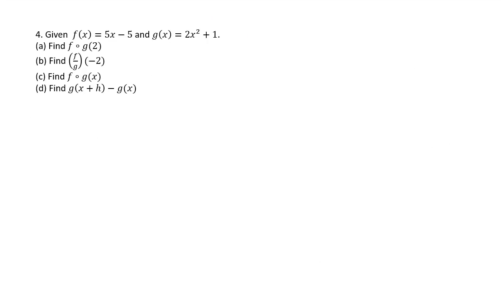Okay, given f of x equals 5x minus 5 and g of x equals 2x squared plus 1, find f of g of 2. Okay, the first question is about this circle thing. That circle is actually a composition. Anytime you see that circle, don't think about anything.